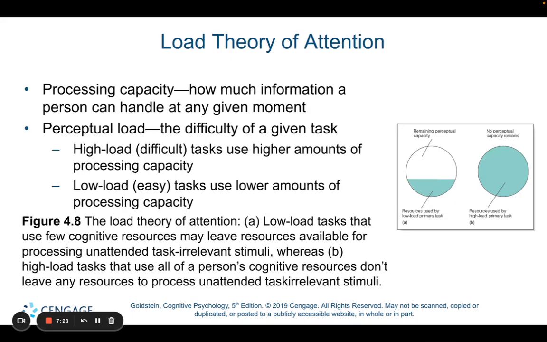The load theory of attention says that we have a processing capacity and a perceptual load capacity when it comes to maintaining our attention. The processing capacity says that how much information a person can handle at any given moment is their processing capacity, is how much can I take in. Whereas perceptual load is how difficult is this thing that you're being asked to do. Things that have high load difficulty need more processing. Things with low load perceptual abilities need lower amounts of processing capacity.